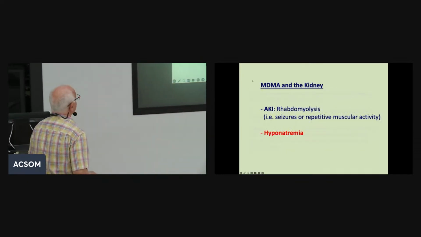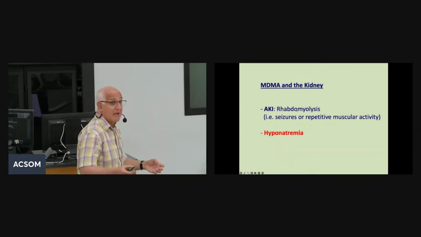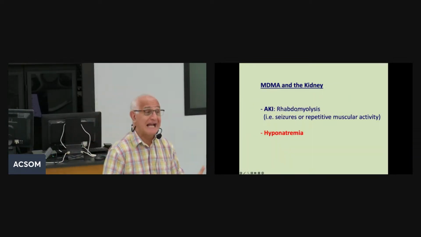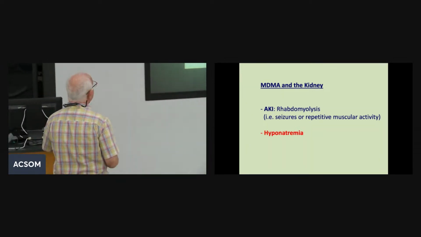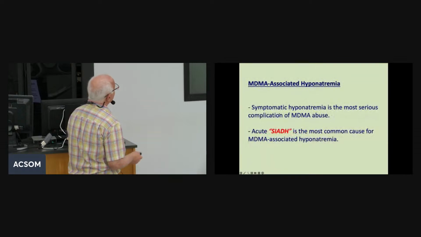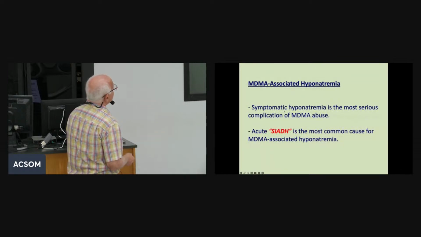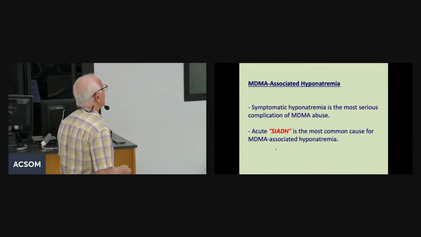So it has two effects on the kidney, MDMA or ecstasy. It can give you rhabdomyolysis because these are rave parties. They dance a lot. They have breakdown of the muscle. At the same time, it can give hyponatremia. And why does it give that? Something you need to remember is that symptomatic hyponatremia is the most serious complication. Acute SIADH is the most common reason for it, but it's not the only reason for hyponatremia.